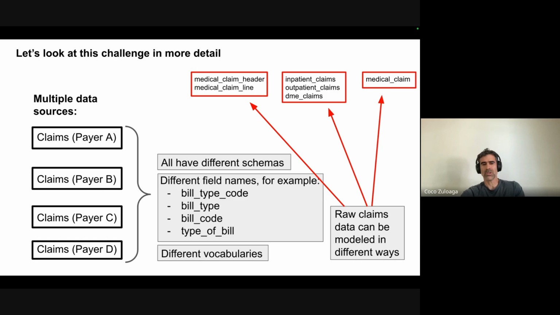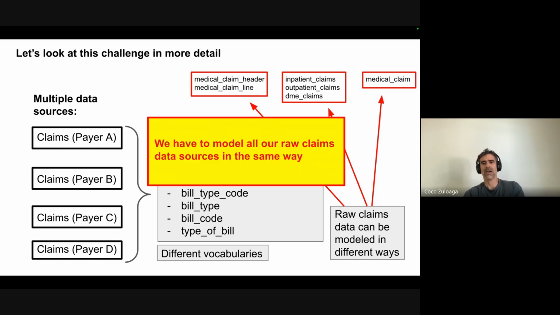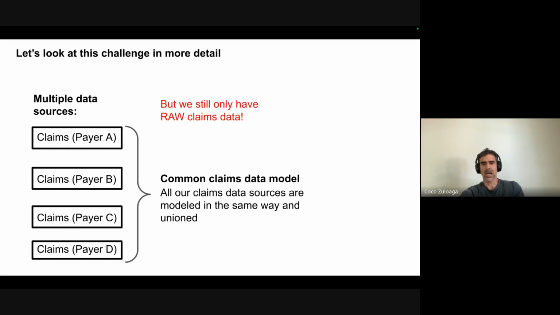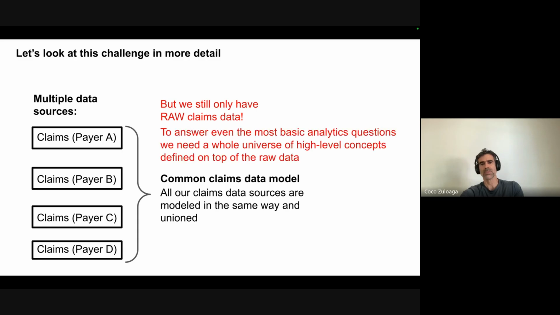So if you have all these different claims data sources, we have to model all our raw claims data sources in the same way. For this, we need a common claims data model. If you have a common claims data model, all your claims data sources are modeled in the same way, and then they can be unioned, and then you're comparing them in an apples to apples way. But if we do this successfully, we still only have raw claims data.